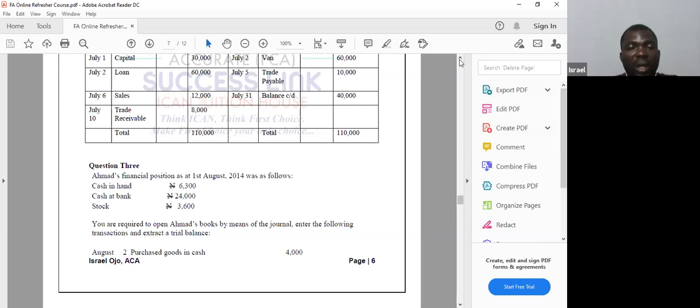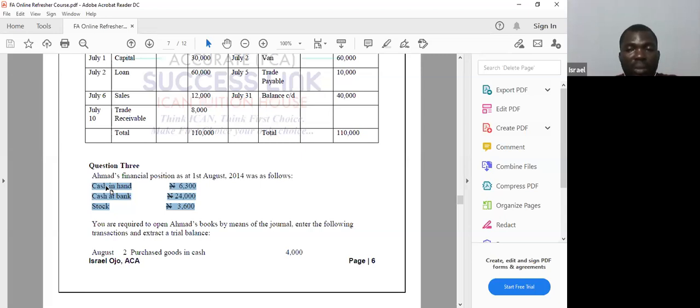It says that Ahmed's cash in hand is 3,300, cash at bank is 24,000, stock is 3,600. The addition of these three shows us that the closing balance for the previous month, which is July, will be the opening balance for August 1st. And if you look at the items given to us, these are assets. What we have here is what we call current assets.